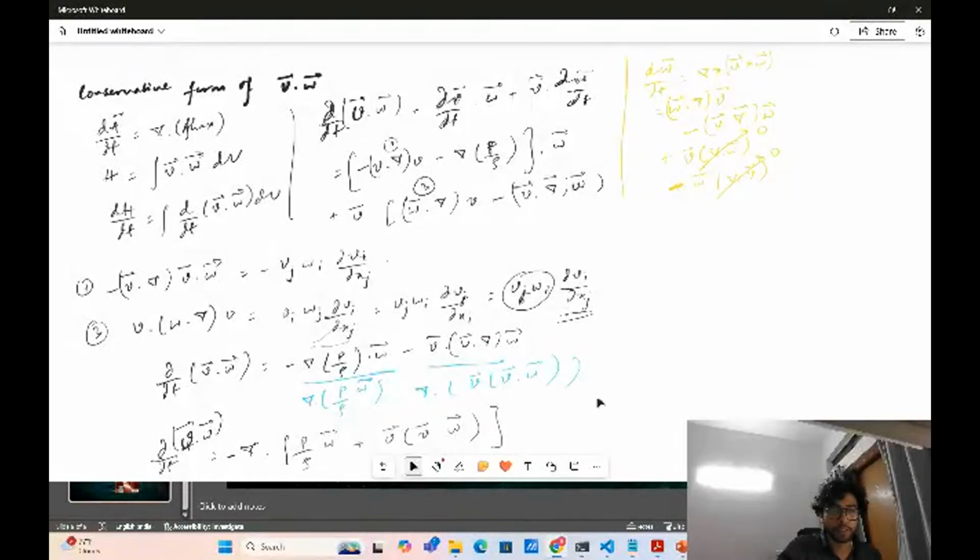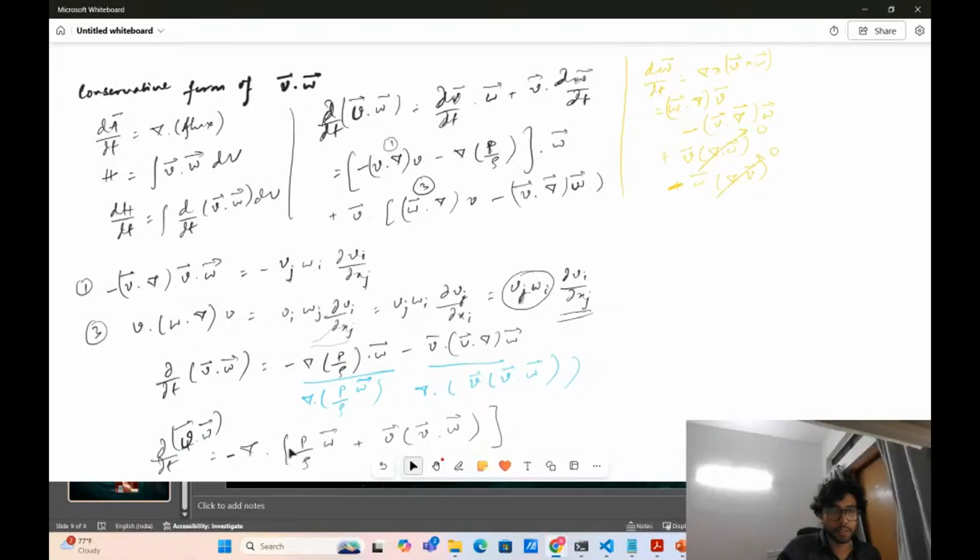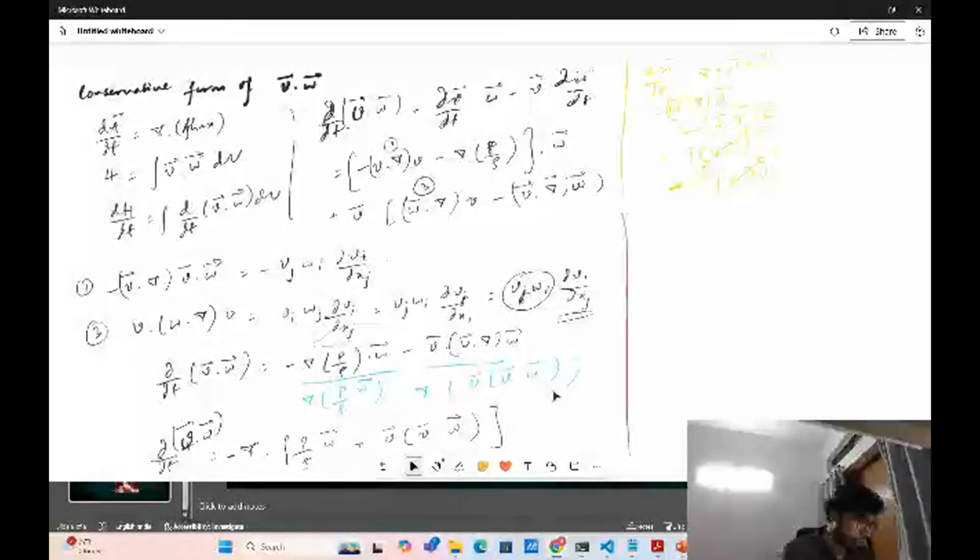So then you will get v dot omega dv, so then it will become dh dt. And if you integrate this, you can apply the divergence law, and then this will be the integral of this thing over the surface. Okay. So that's why we try for the conservative form, right? Because we can easily have this thing.